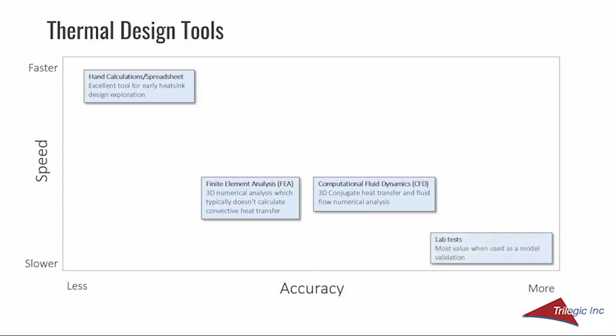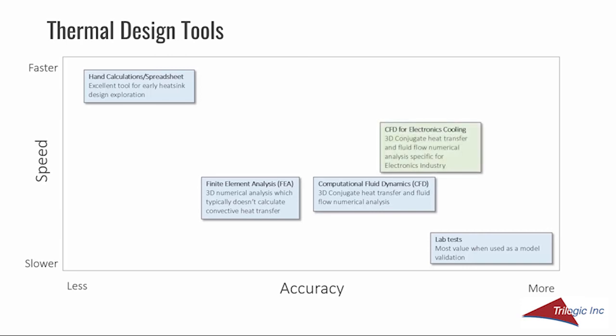The most accurate, but possibly the slowest, would be a lab test. A lab test does require a physical heatsink to test, so we have to consider the time it takes to manufacture the prototype. Lab tests should always be part of the process, but primarily used as a design validation at the end of the process.